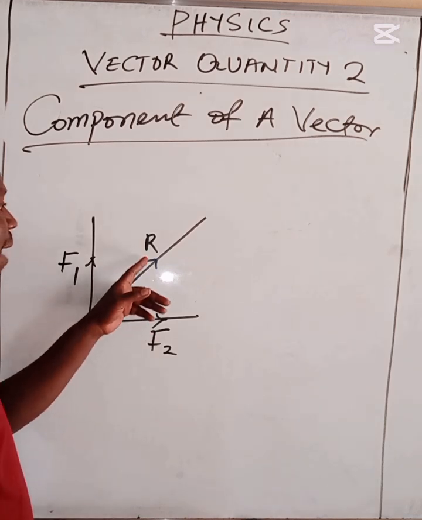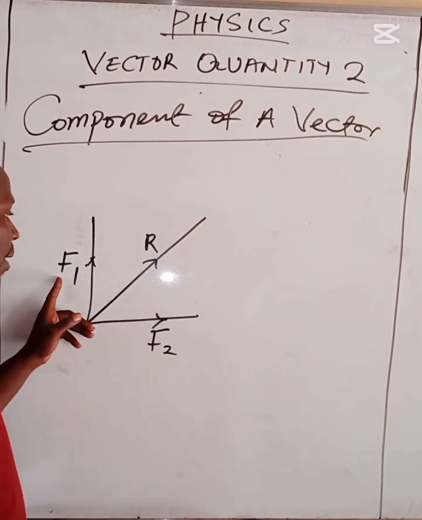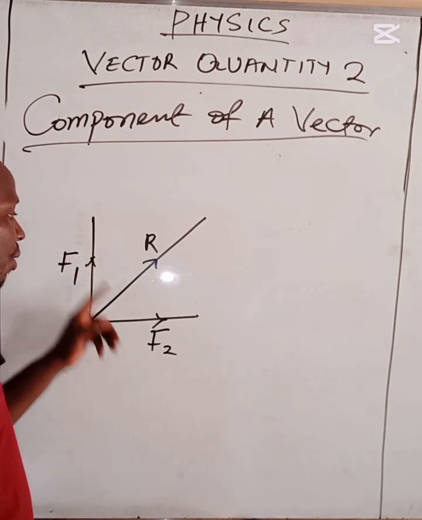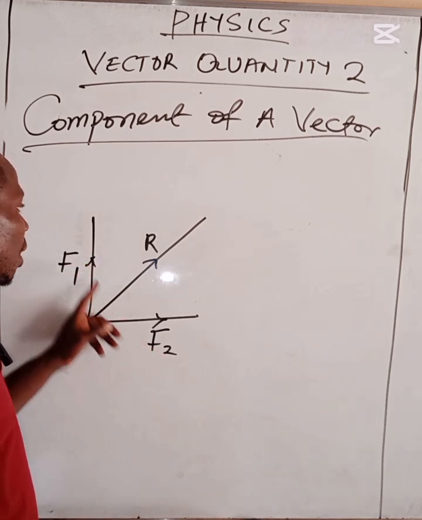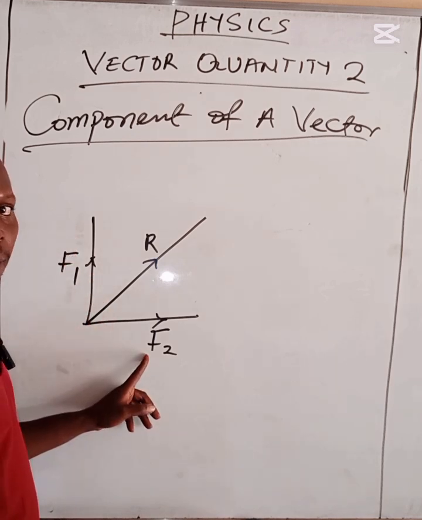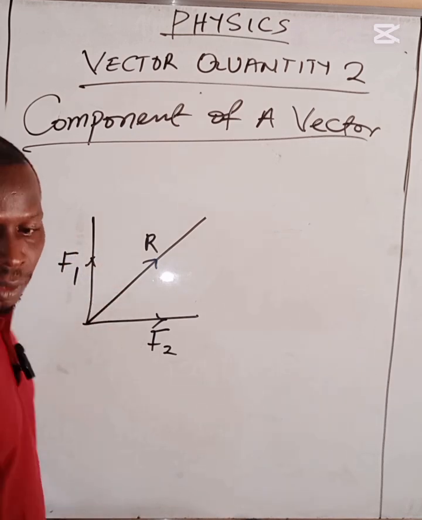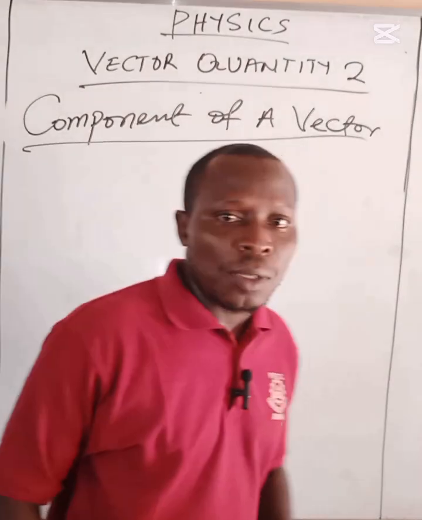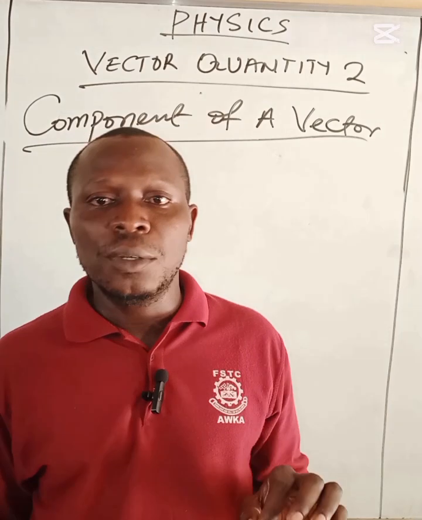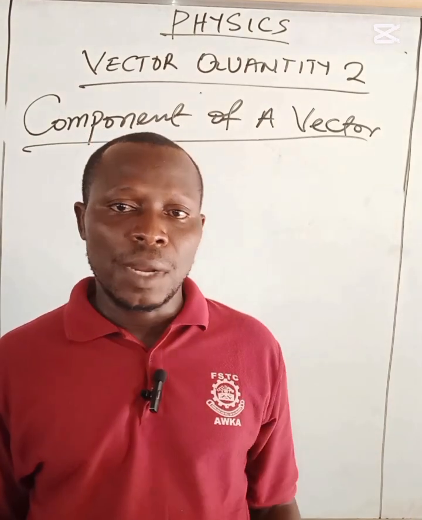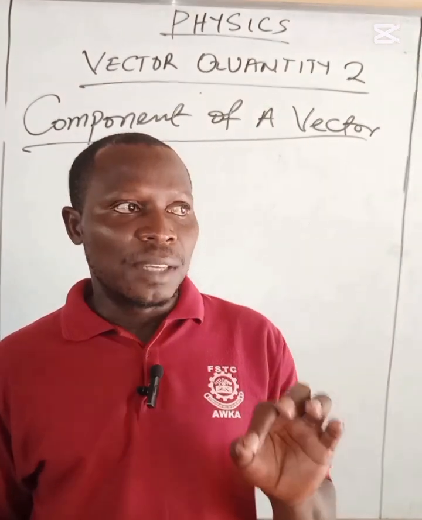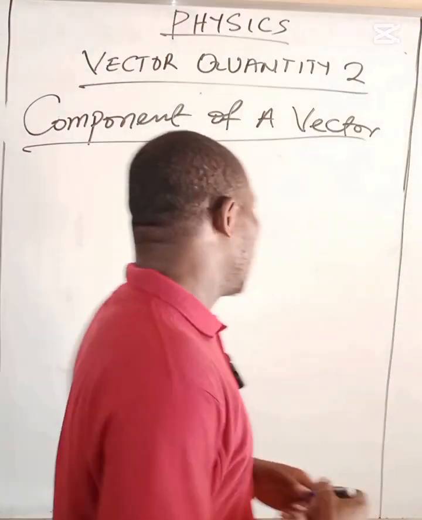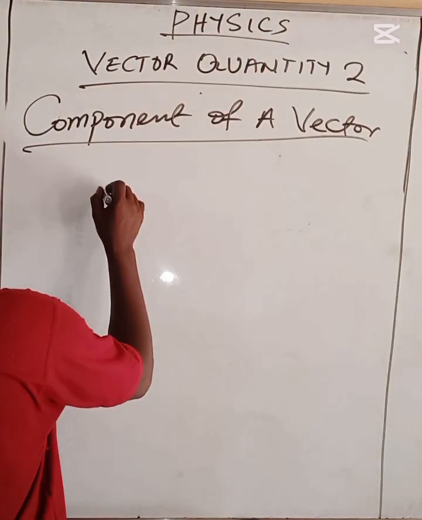We are finding the value of this resultant in the vertical direction and in the horizontal direction, or in the northerly direction and in the easterly direction, or in the y direction and in the x direction. That is what we are going to do under component of a vector. So let me define component of a vector. We say component of a vector is the effective value of any vector in any given direction.